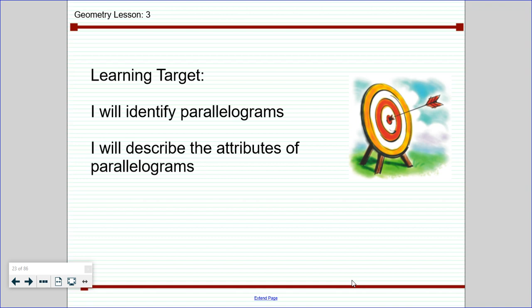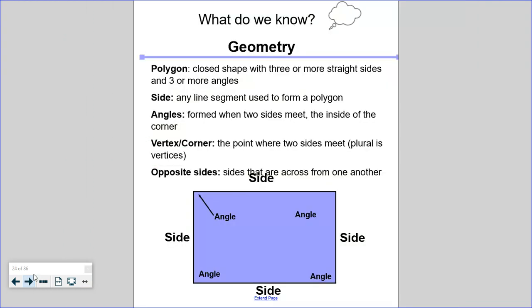So our targets are going to be to identify parallelograms. If you see one, can you tell that that's what it is? And then to describe the attributes of parallelograms. So let's get started. Let's start by reviewing some of that geometric vocabulary we've been talking about.